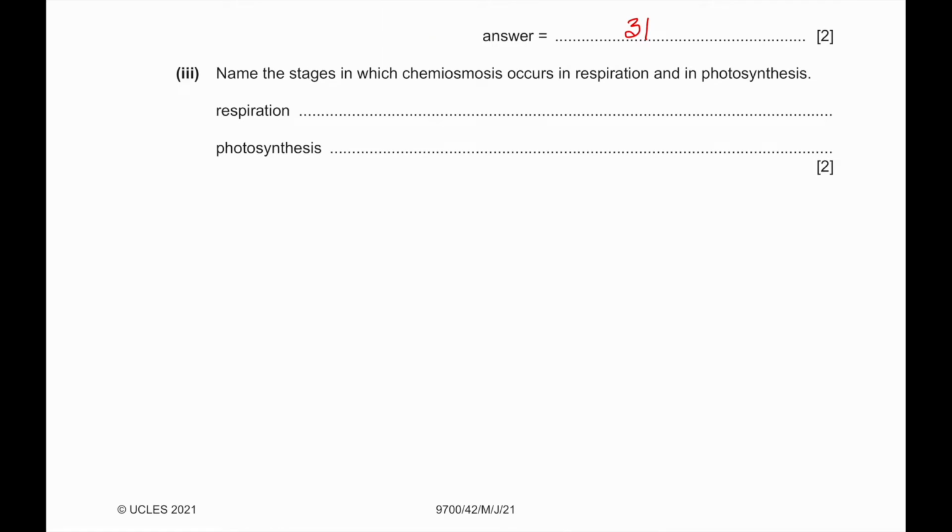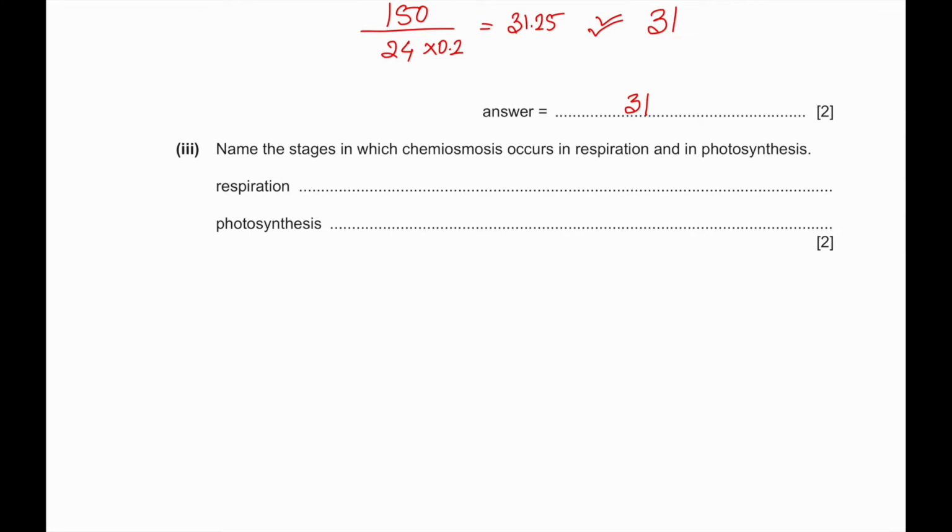Name the stages in which chemiosmosis occurs in respiration and in photosynthesis. So in respiration, chemiosmosis occurs in oxidative phosphorylation. And in photosynthesis, it occurs in photophosphorylation.